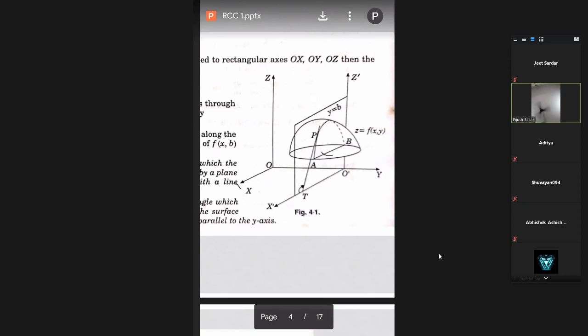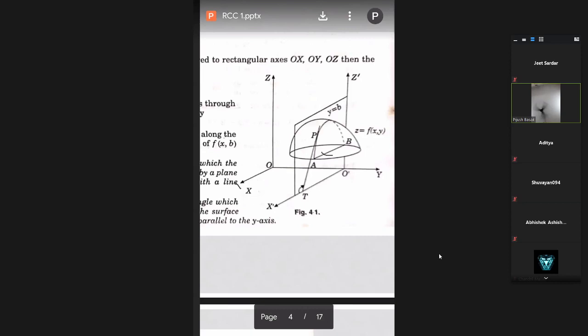So del z del x can be found in any way. Z is equal to f(x,y). If you want to find del z del x, keep y as a constant. Not only y is equal to b, y is equal to 2, y is equal to 3, anything else. Still joining, so that is a problem.